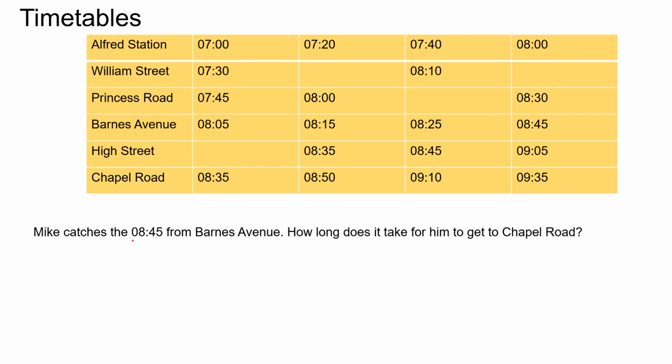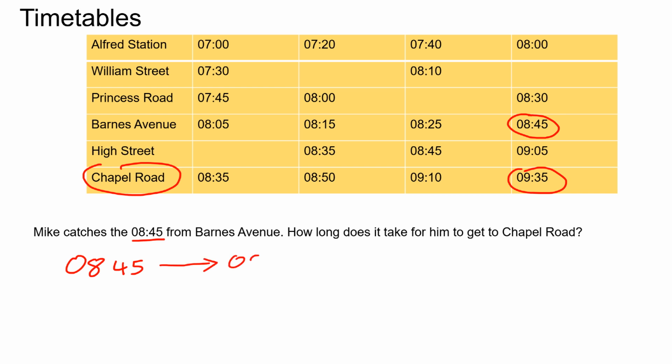We're told now that Mike catches the 8:45 from Barnes Avenue. How long does it take for him to get to Chapel Road? So the 8:45 from Barnes Avenue is here, and Chapel Road is the bottom row. So we need to work out the time difference between 8:45 and 9:35. So some of you might notice that that's 50 minutes, but if not, we can always think of it this way. You can imagine 8:45, think about how long it would take to get to 9 a.m. and then think about how long it would take to get to 9:35.